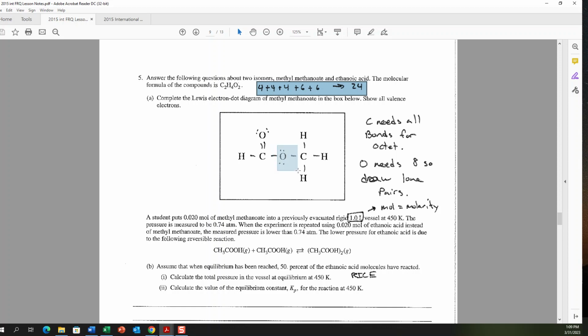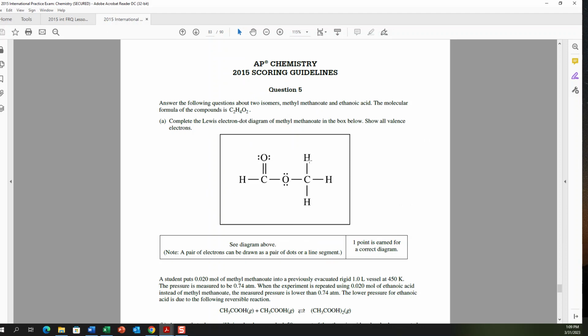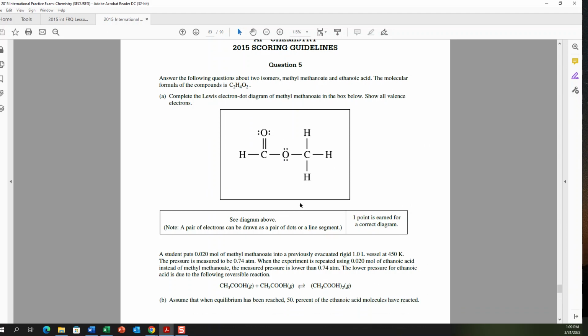So this is the ether group. This is a carbonyl group. When you combine them, that's what an ester is, but you don't need to know that. We didn't need to know that for this, okay? All right. So that was just filling in the dot structure.